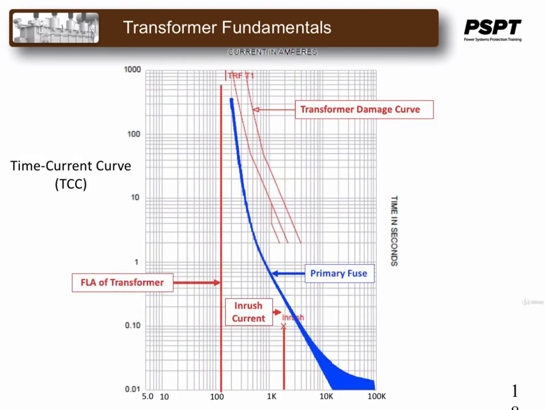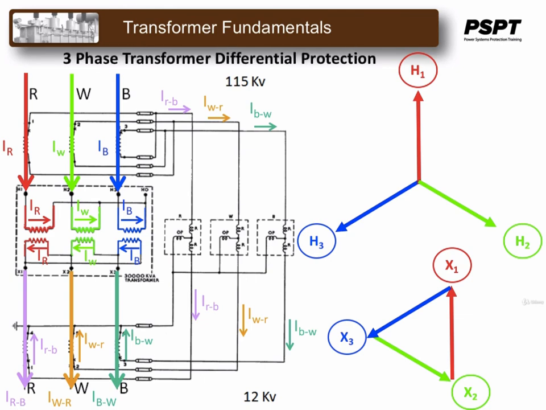As we get into transformer protection, we're going to be looking at fuses and how fuses are used in distribution transformers, and we're going to have a quick look at the time current curve and how fuses are used to coordinate tripping and protection of transformers. We're then going to move on to relaying, and we're going to look at differential protection, and more specifically we will move into how a three-phase transformer differential protection is connected and how it works.